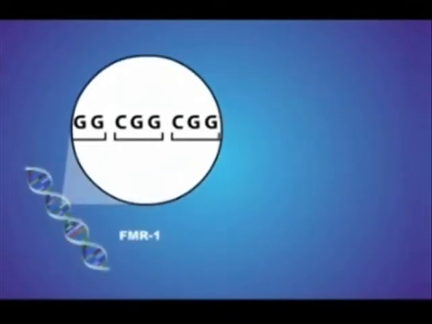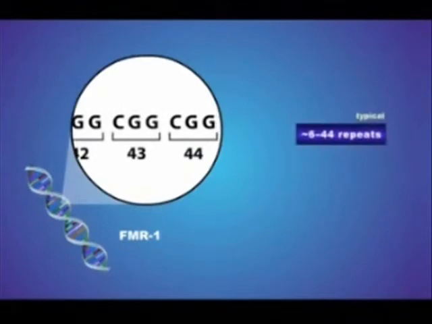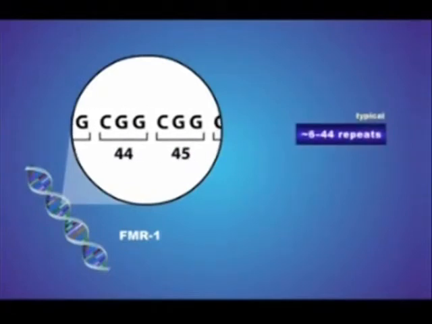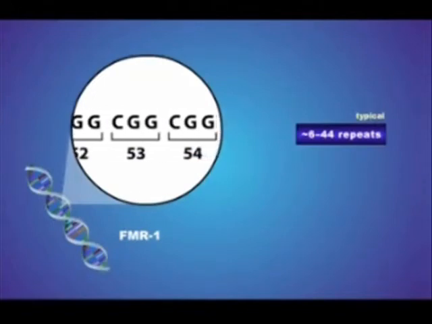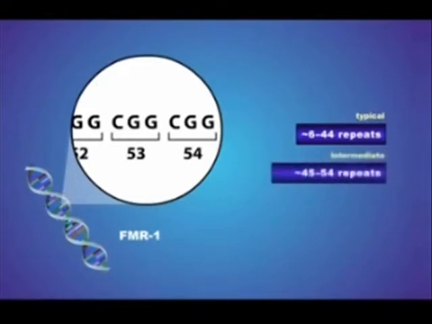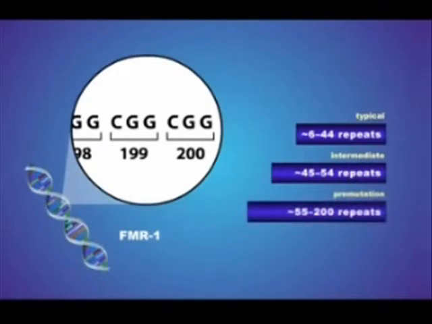At the beginning of the FMR1 gene, there is a section with the letters C, G, G that repeat over and over. In most people, the number of C, G, G repeats is small, between 6 and 44 repeats. In other people, the C, G, G pattern repeats between 45 and 54 times. This is called an intermediate repeat. And still other people can have the C, G, G repeat between 55 and 200 times. This is called a premutation, but the protein is still produced and the brain develops normally.